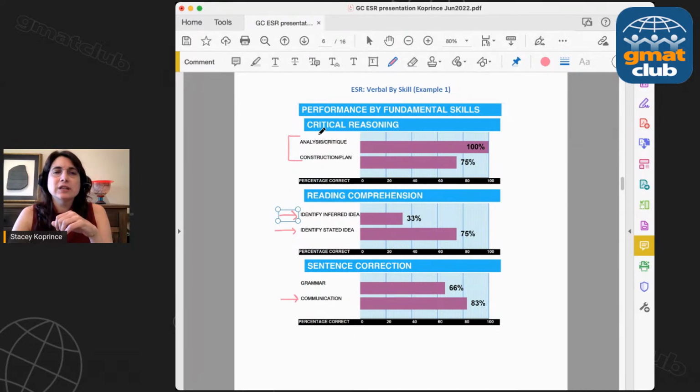Anyway, you can go and look and see what they label analysis or critique, or what they label construction or plan, so that you can get a sense of what are the things that I need to work on for this one. But it's kind of opaque. It's not super clear exactly what this is talking about.